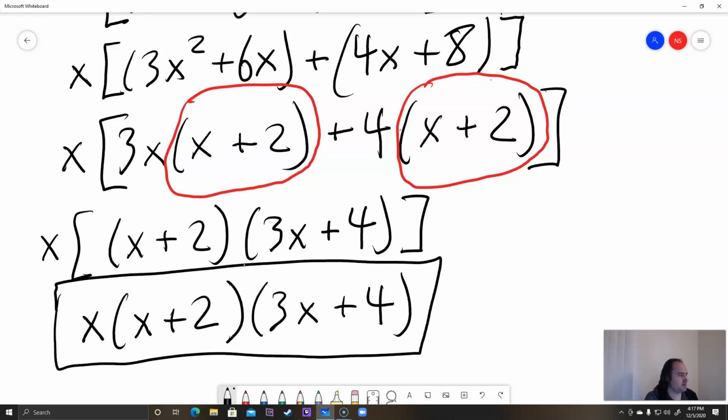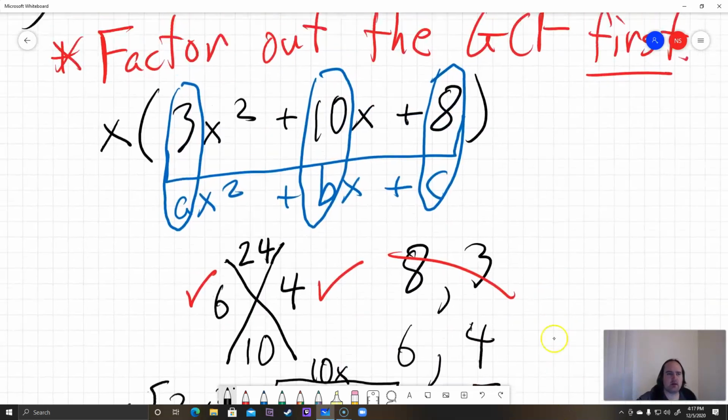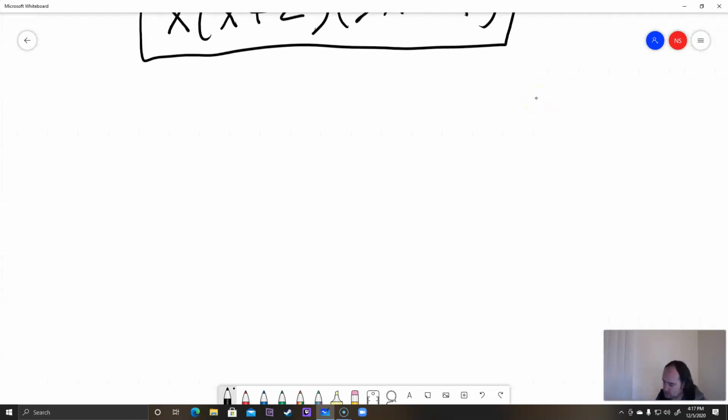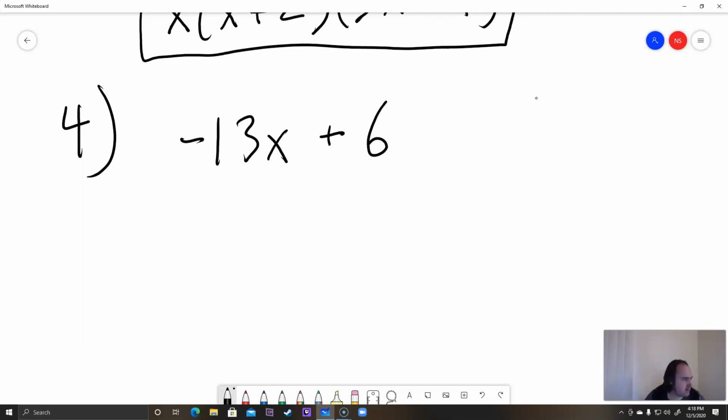So I think I wanted to do maybe one more example. Okay, so this is going to be our example number 4. Here we have negative 13x plus 6 plus 6x squared.